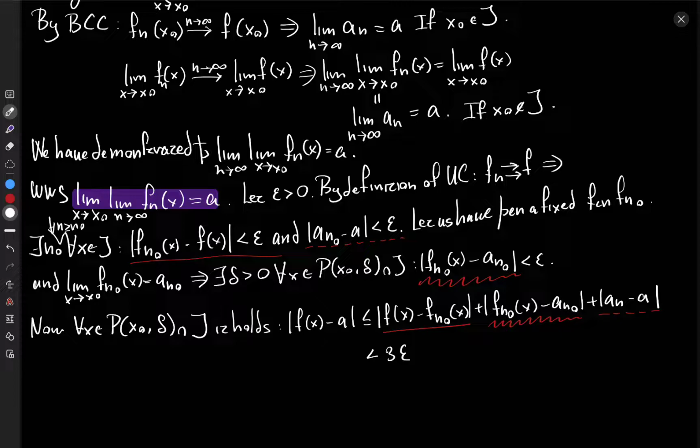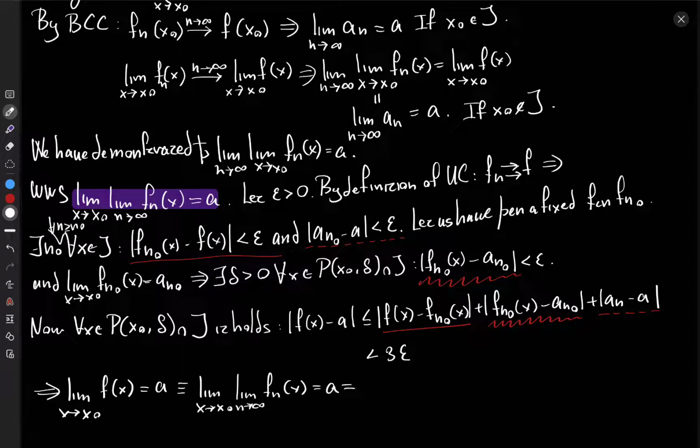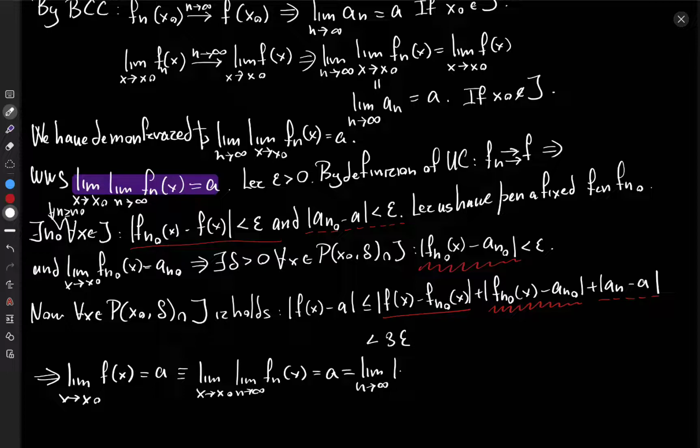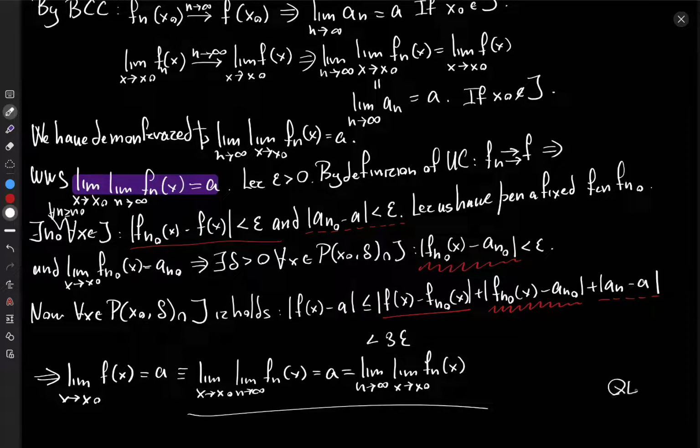Meaning we have shown that f of x minus a is very small indeed for all x in this punctured neighborhood. This means then the limit as x approaches x0 of f of x is equal to a. What is important, however, is that this is the same as saying that the limit as x approaches x0 of the limit as n approaches infinity of fn of x is equal to a, which we know from the previous result is also equal to the limit as n approaches infinity of the limit as x approaches x0 of fn of x, which concludes the proof.